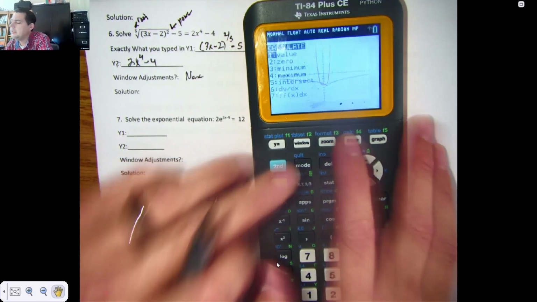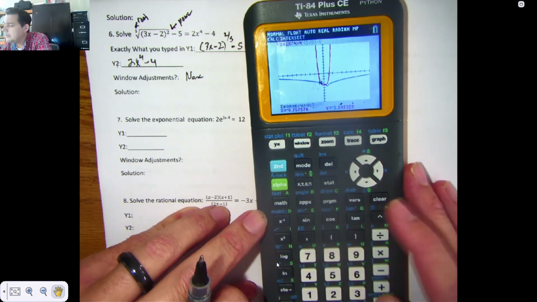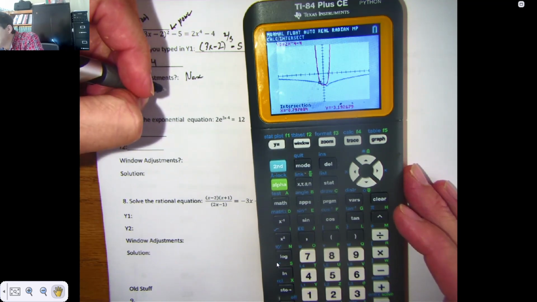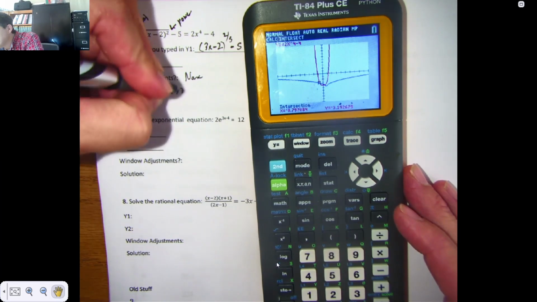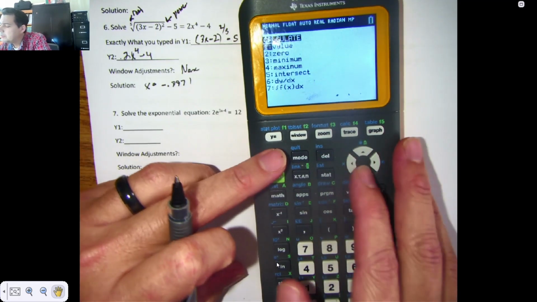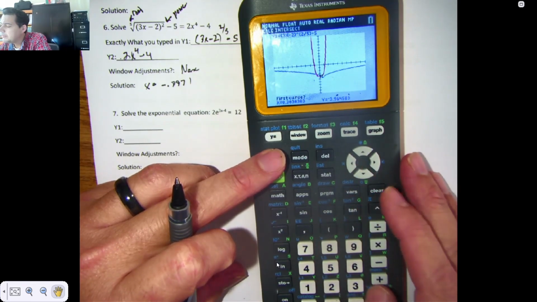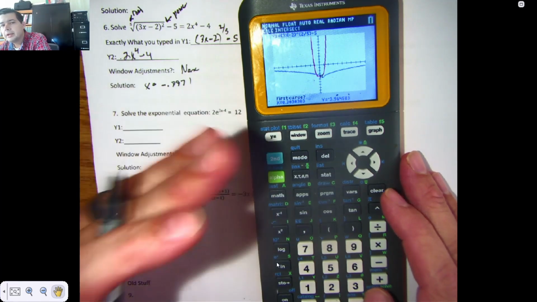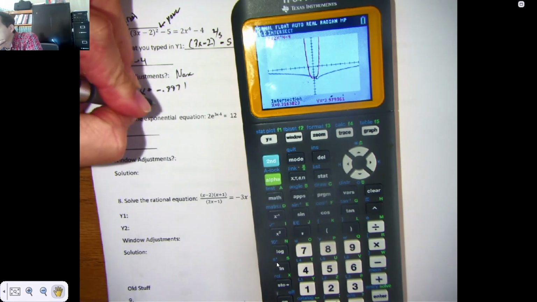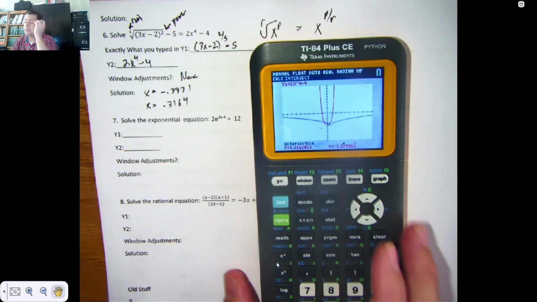So it's just second trace 5 intersect. Get close. Enter, enter, enter. There's one at negative 0.7970. Sorry, 71 if I round properly. I don't care about the y values, I'm just finding x's. And there's another one right here, so I hit second trace 5 intersect. I move my cursor to the right, enter, enter, enter. And there's the other one, x equals 0.3164.